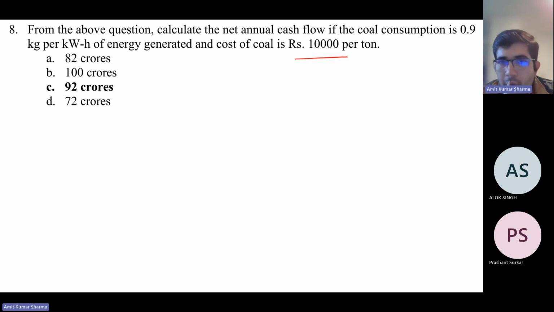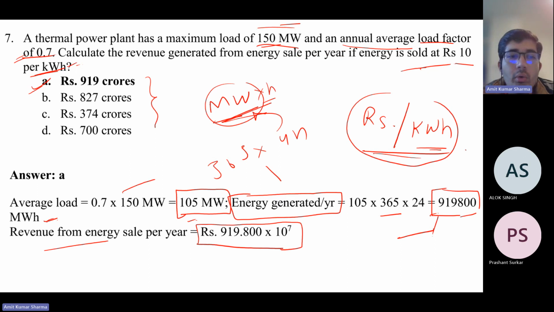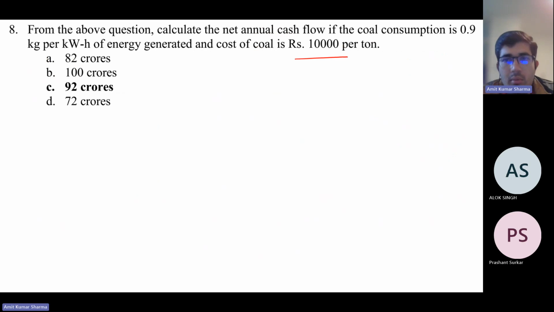So first of all, I think you have to find out the amount of coal required. Like what will be the amount of coal required per year? You can find that from this, because you know the energy generated per year. Okay. So 9,19,800 megawatt hour energy is generated per year. To generate this much energy per year, how much coal is required per year?